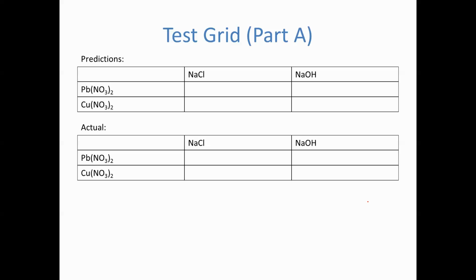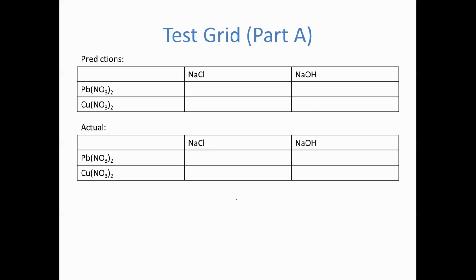And so you want one test grid that's going to be for your predictions and another one that's for actual. So for your predictions, you're going to guess using the solubility rules. And the actual is going to be what you measure in the lab, what you record in the lab. And so again, you're going to want to make both these test grids. The predictions will be created before you get to lab, and the actual test grid you'll be filling in and populating with data in the lab. So again, draw both these before you get to lab.